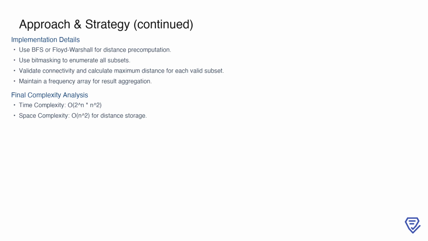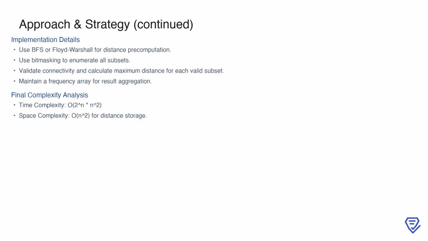The implementation of this strategy involves 4 main steps. First, we use BFS or the Floyd-Warshall algorithm to pre-compute pairwise distances between all nodes. Second, we use bitmasking to enumerate all possible subsets of nodes. For each subset, we validate whether it forms a connected subtree and, if it does, calculate the maximum distance using the pre-computed distances. Finally, we maintain a frequency array to aggregate the results, storing the count of subtrees for each maximum distance.